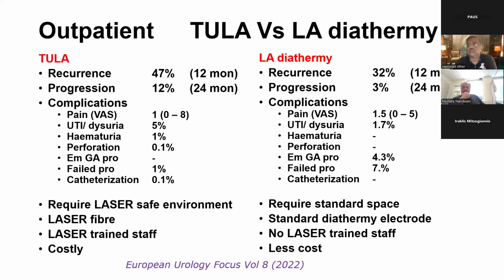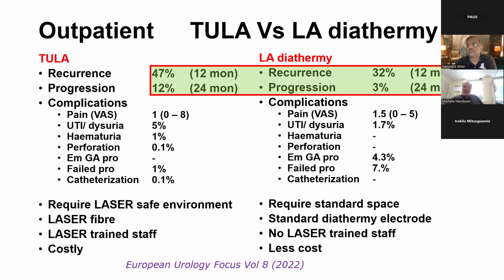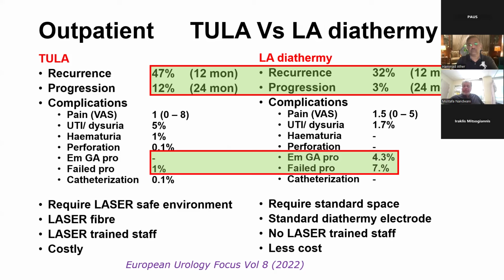So if we compare TULA versus local anesthetic diathermy, and look at the differences in the study, obviously there's no significant difference in recurrences and progression. Progression was slightly higher, possibly because they got more high-risk patients. But emergency conversion to GA procedure was higher in local anesthetic diathermy, and failure to proceed was higher. So that was slightly less in TULA.